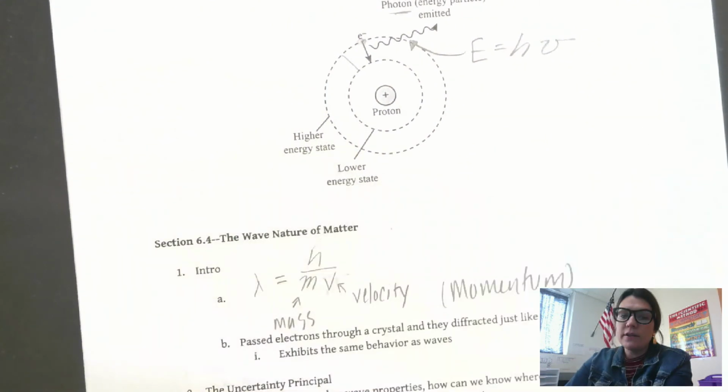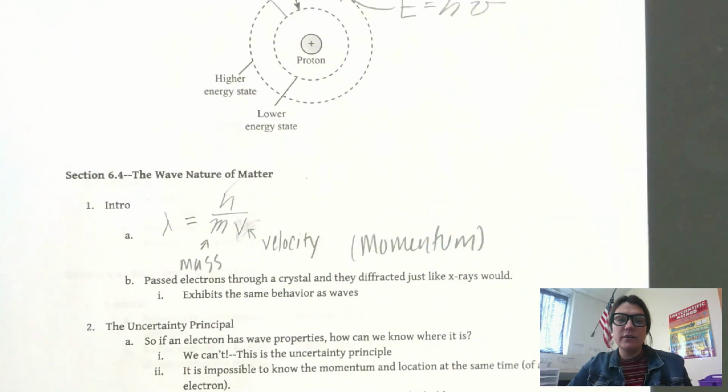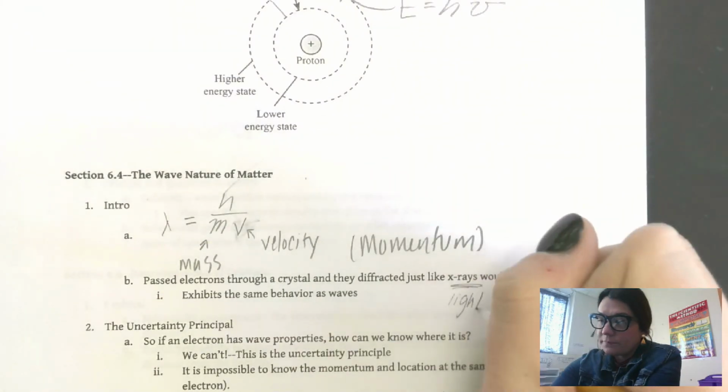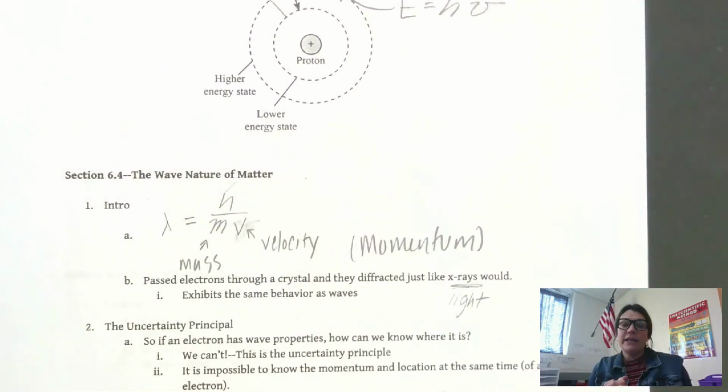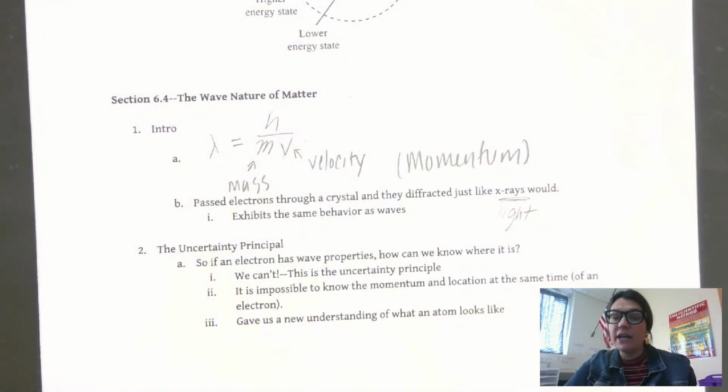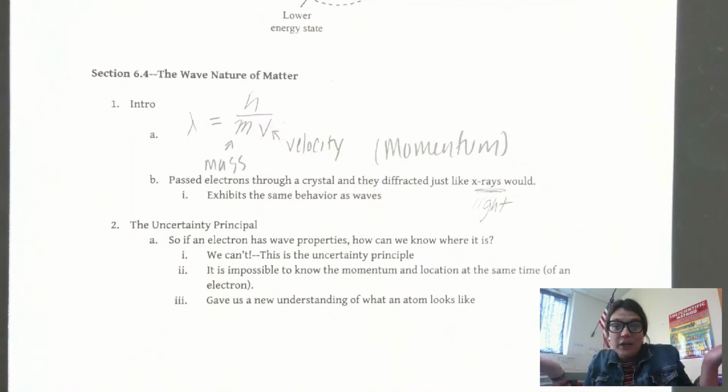We passed electrons through a crystal and they diffracted just like X-rays would. And we know X-rays are light. So that indicates that electrons pass through a crystal just like X-rays, and we know X-rays have waves, therefore by default electrons also must have waves present. So that brings us to our uncertainty principle. If an electron has wave properties, how can we know where it is? Okay, we can't. This is the uncertainty principle.